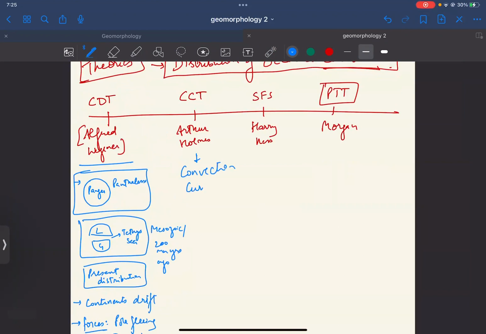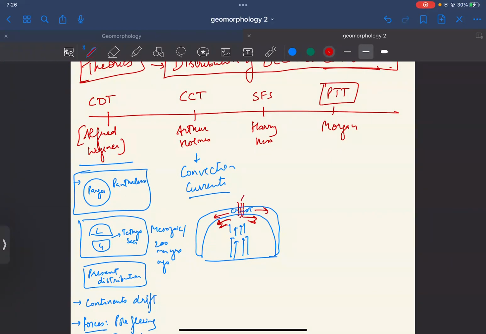According to Arthur Holmes, inside the earth there's a genesis of magma. So if magma is created, this magma will rise, and as it rises, there's a presence of crust. The crust will block the movement of the magma. So the magma will diverge. It will create limbs, arms of the magma, and as it moves, it will drag the crust also along with it. So ultimately, this will lead to formation of cracks.